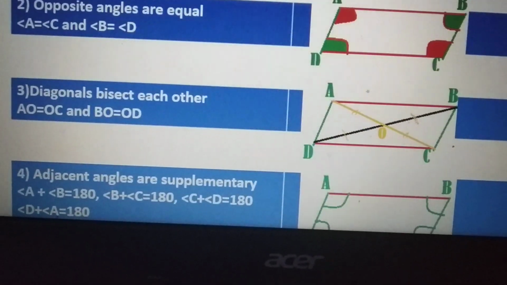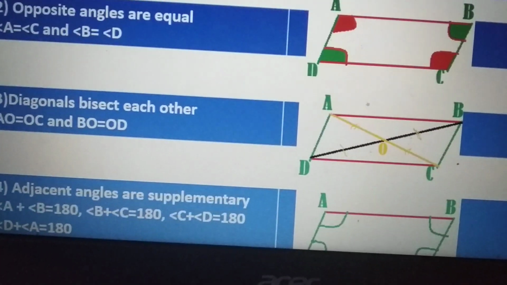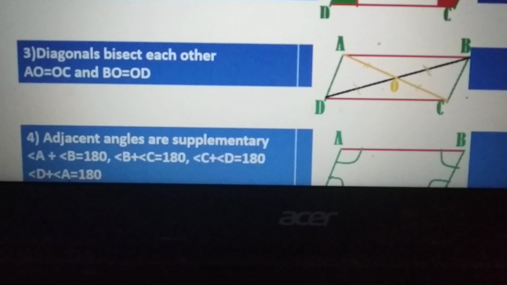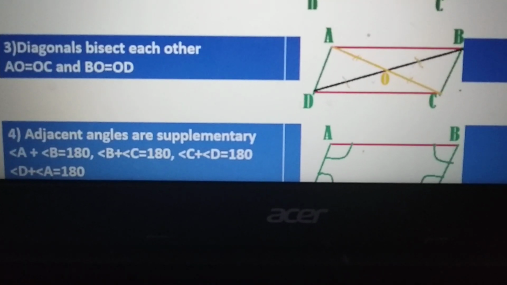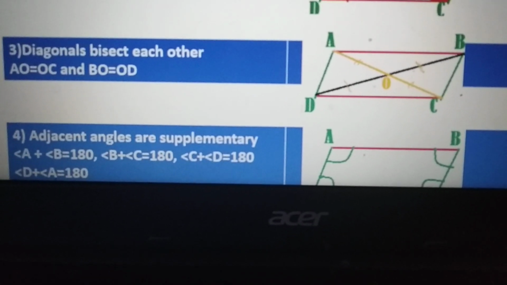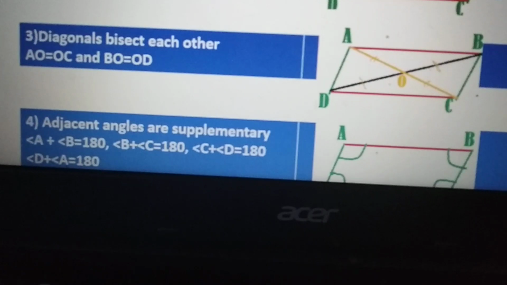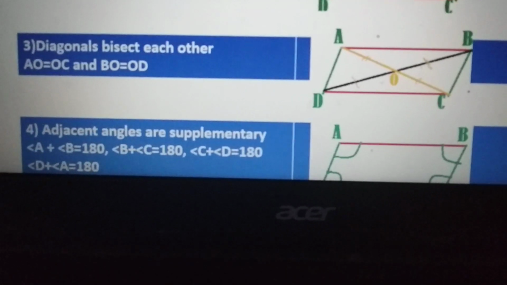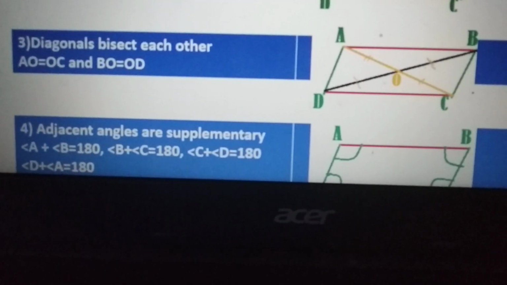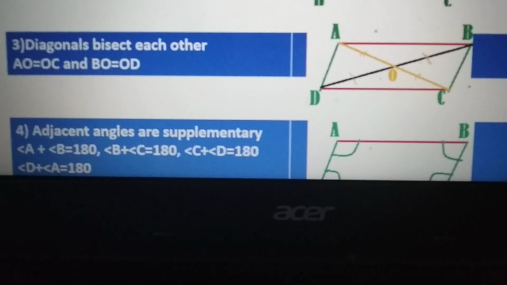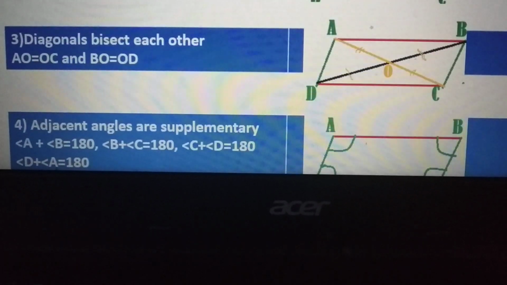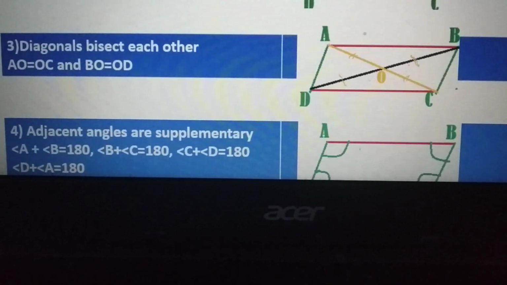Coming to the fourth property, adjacent angles are supplementary. That is, angle A and B are adjacent angles, B and C are adjacent angles, C and D are adjacent angles and D and A are adjacent angles. Supplementary means 180 degree. Suppose one angle is given as 70 degree, the other angle can be found by subtracting from 180. That is 180 minus 70 will be equal to 110 degree.